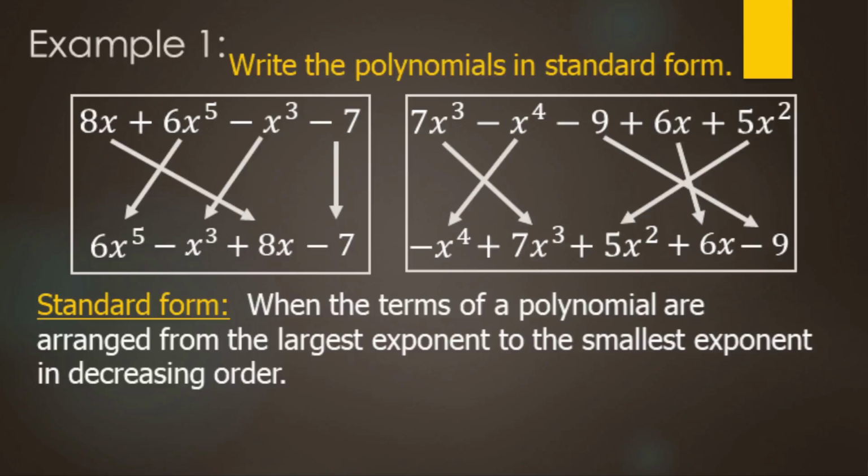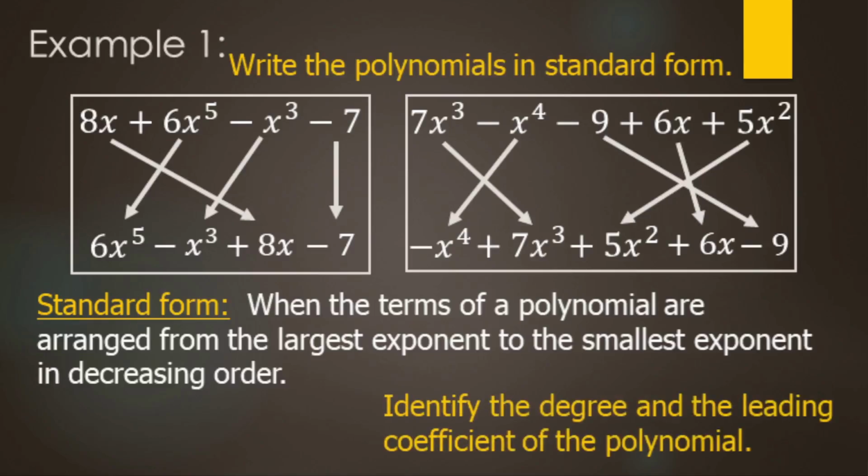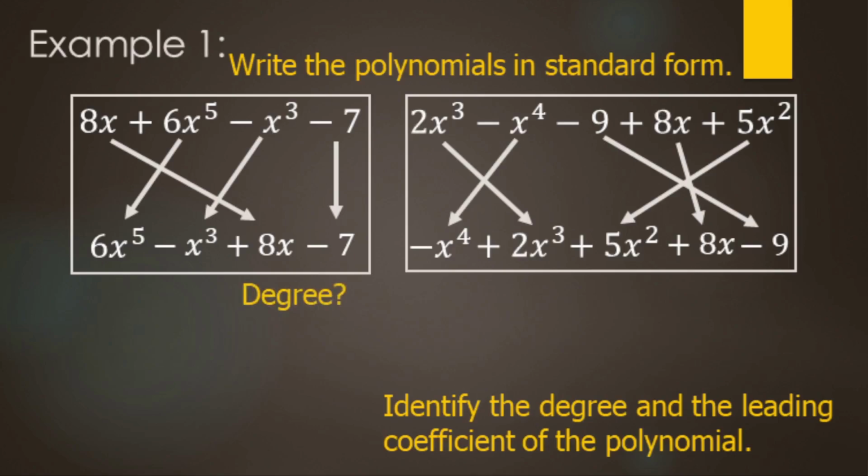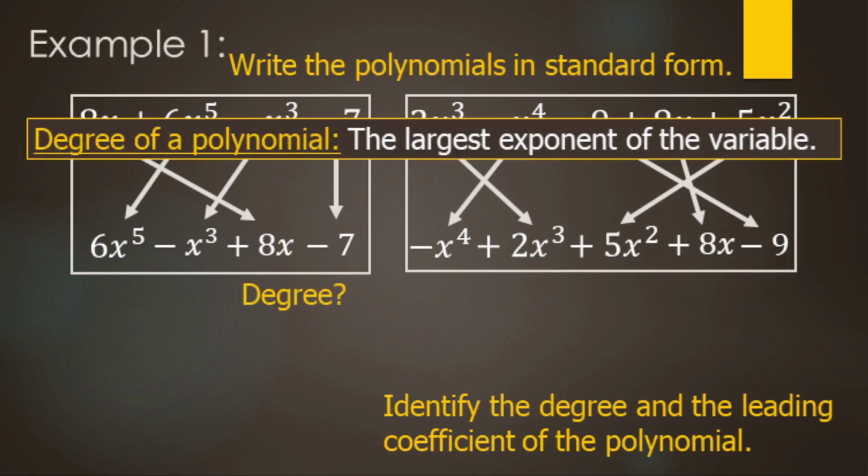Now that we have these in standard form, it makes it a little bit easier to identify the degree and the leading coefficient of each polynomial. Now, these two pieces of information give us the most information about the behavior of the polynomial. So that's why they are important. So degree, that is your biggest exponent. So the one on the left, the biggest exponent, that was a 5, right? On the variable. And now the one on the right, x to the 4th is the biggest exponent on the x. So the degree is a 4 for the polynomial on the right.